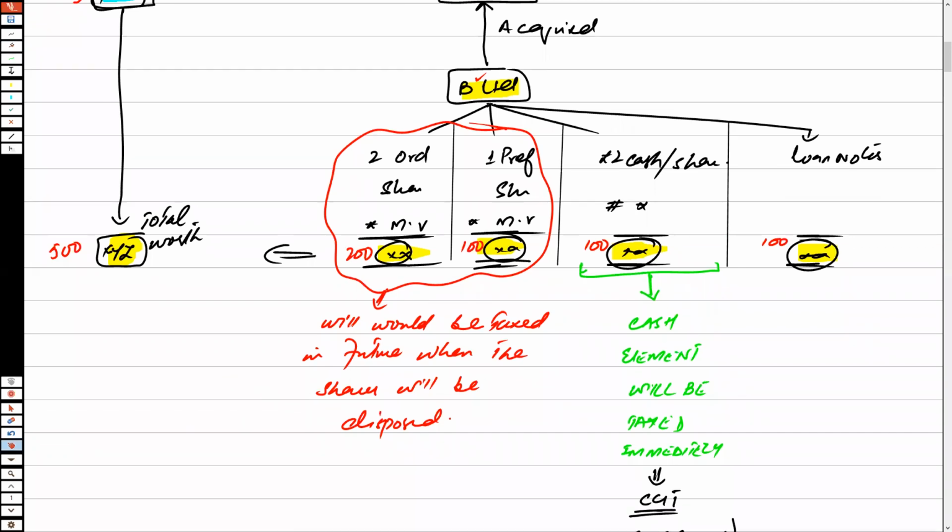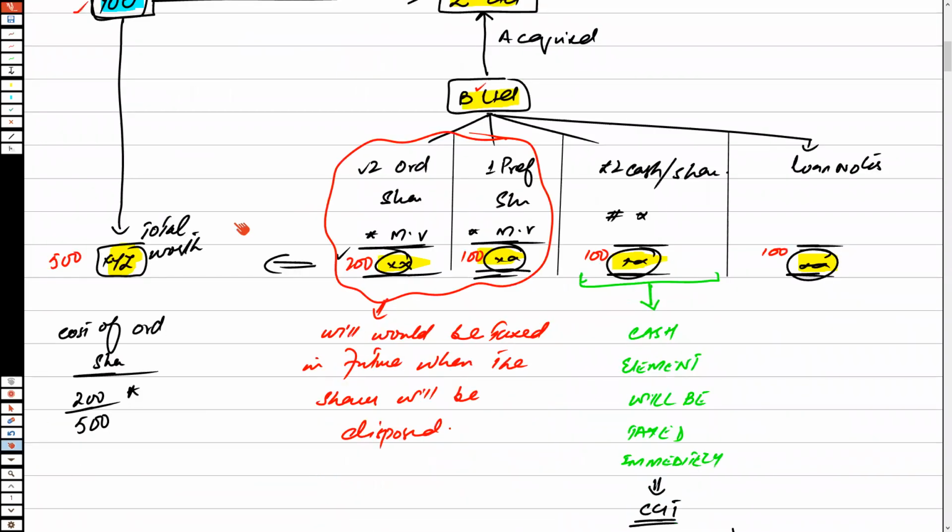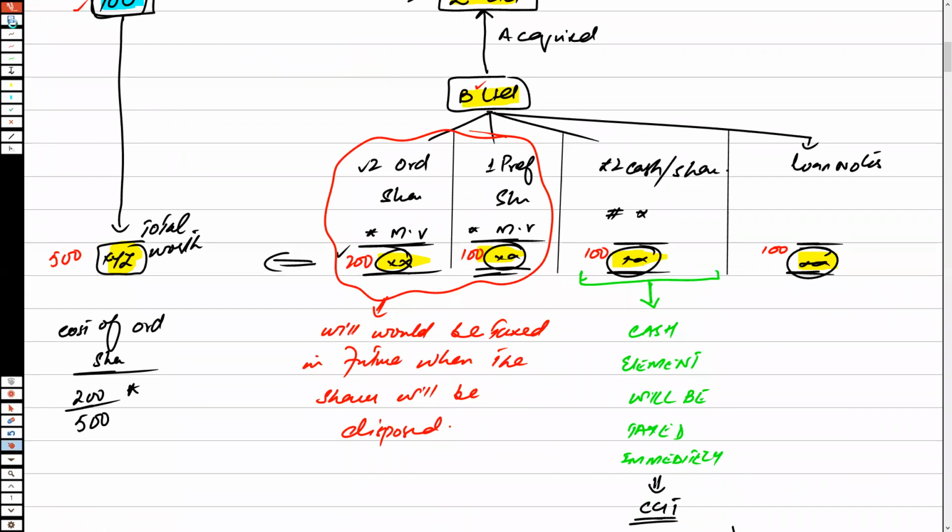For each and everything, we can calculate the cost. For example, if you want to calculate the cost of ordinary shares, I'm talking about the first one, you would be taking the value of the ordinary shares divided by the total worth and multiplied by the original cost, and the original cost that was incurred, let's say, was 30. As I told you, I'm assuming all these things as hypothetical figures.